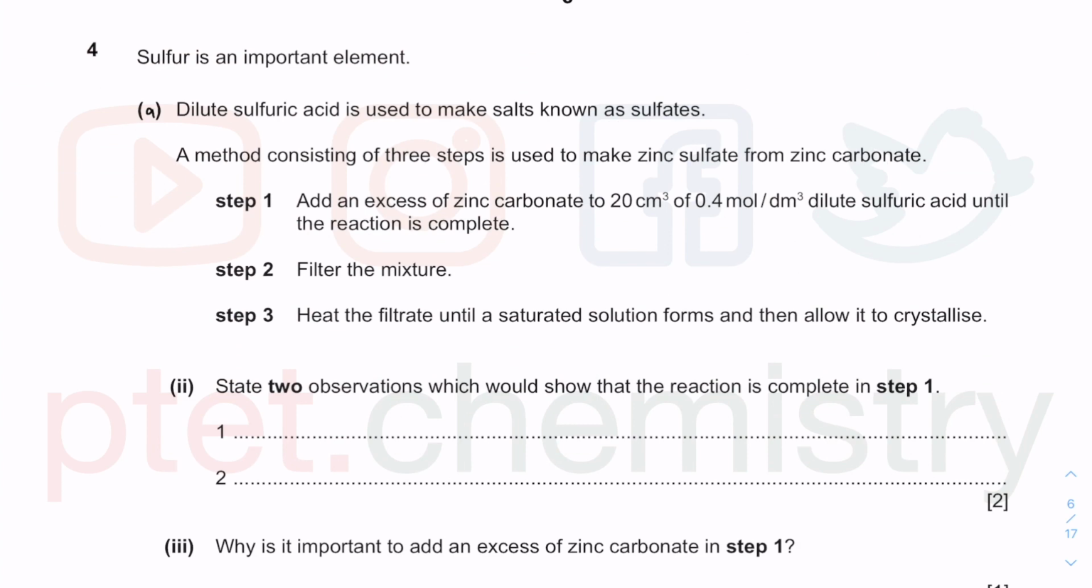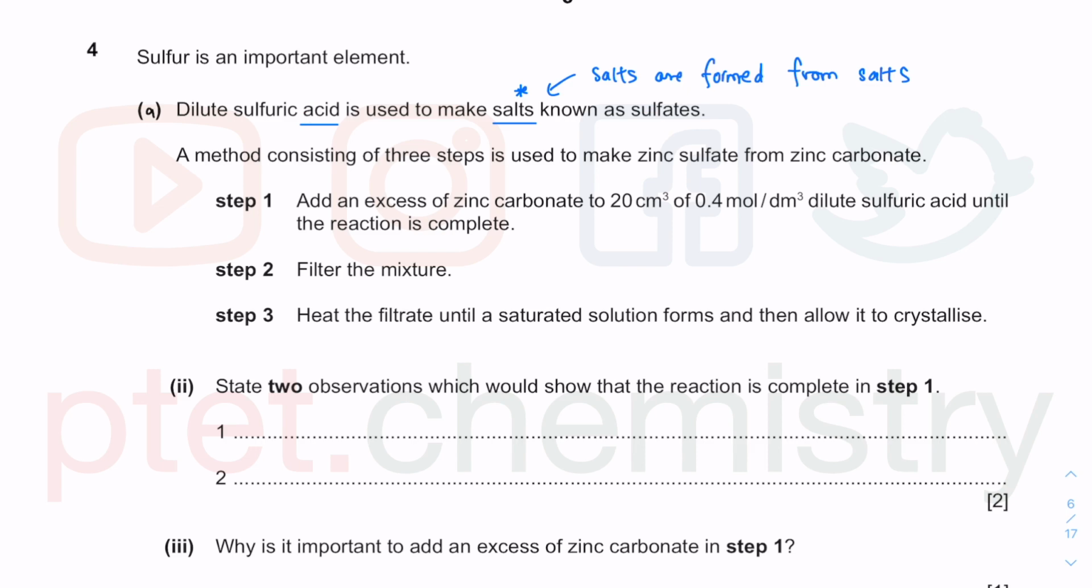Question 4, we have this question on dilute sulfuric acid. You get salt from acid. So remember that salts come from acid. Salts are formed by acids. So hydrochloric acid from chloride salt, sulfuric acid from sulfate salt, and then nitric acid from nitrate salt.